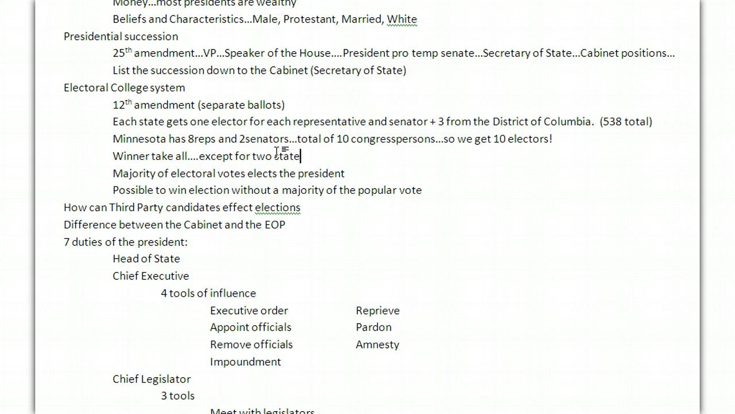Now, in all states except for 2, it's a winner-take-all system, which means that if you win the popular vote in your state, you're going to get all the electors from your state. The 2 states that are an exception to that are Maine and Nebraska. And that's proportional, which means that whatever percentage of the vote you get, that's the proportion of the electors that you get. So if you win half the vote, you're going to get half the electors. But that's only in Maine and Nebraska. The rest of the states are winner take all.